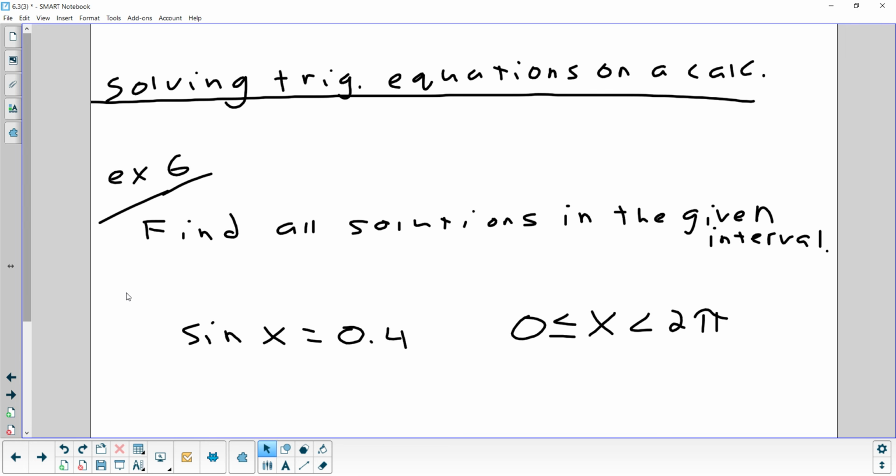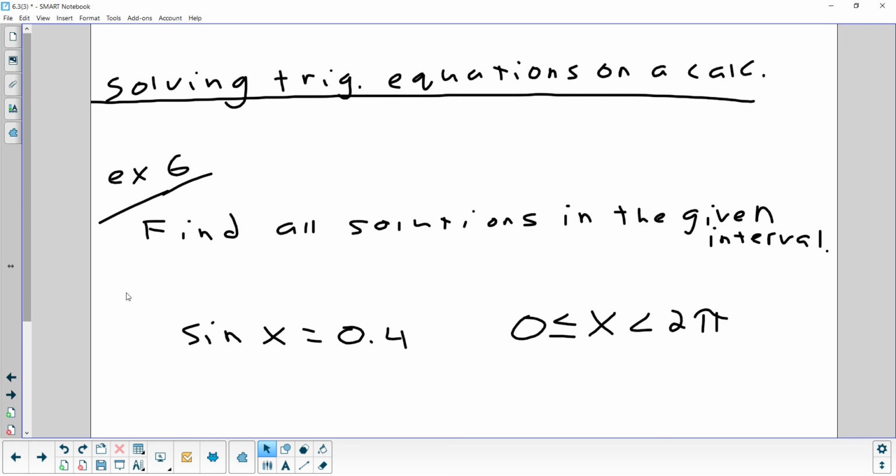So, sine of x equals 0.4. How do you think we could solve this graphically? Think about like a y1 and a y2 kind of thing. And then finding something after you do that.